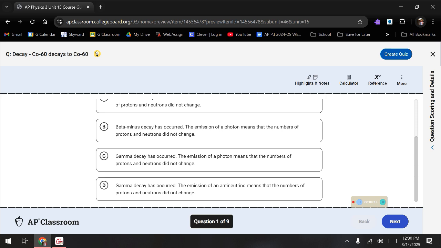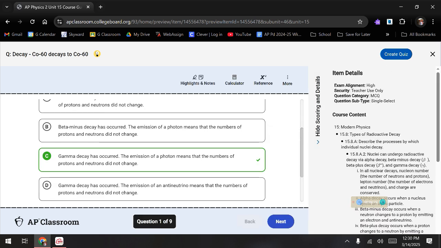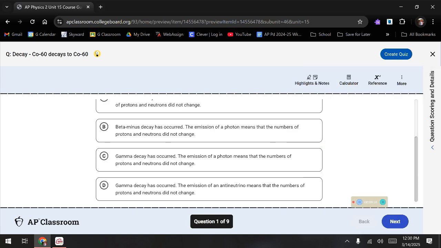Gamma decay has occurred because the emission of photons means the number of protons and neutrons didn't change, or gamma decay has occurred because the emission of an antineutrino means the number of protons and neutrons did not change. Which one is it? It would be C. C is correct, yeah. Beta's the neutrino one, which we'll talk a little bit in greater detail today.